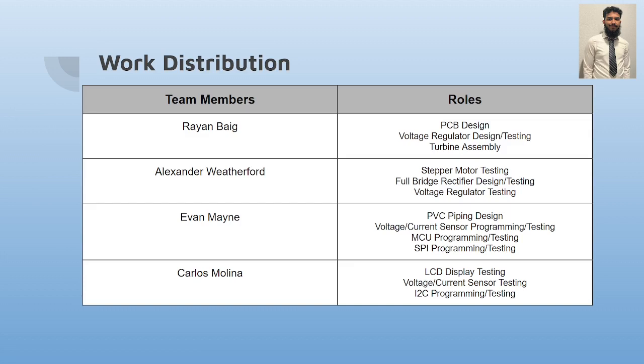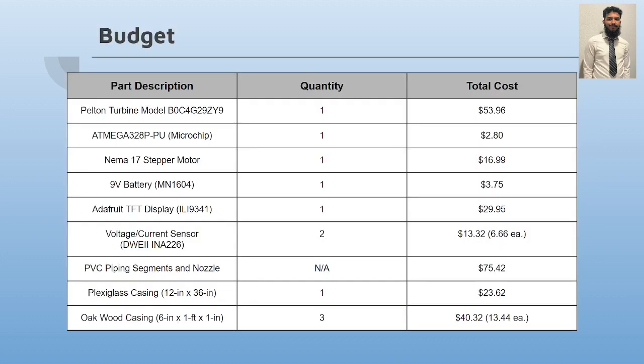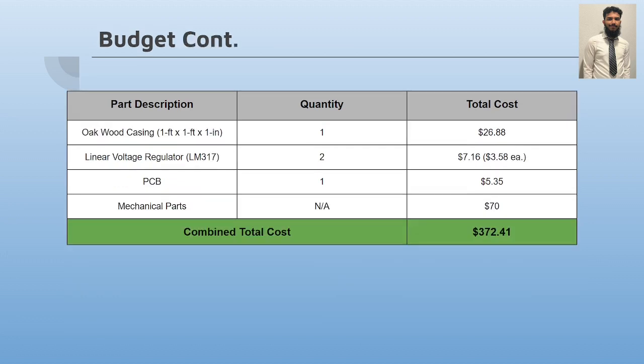Here's the work distributions for every member. And here's our budget. So in total right now, we plan on spending $372.41. But we had to estimate for our mechanical parts because we're not exactly sure how much those will cost as of right now.